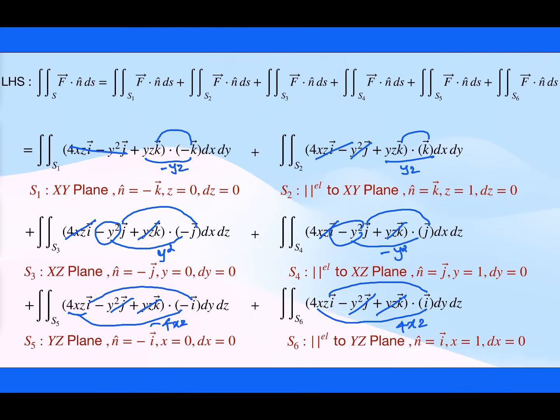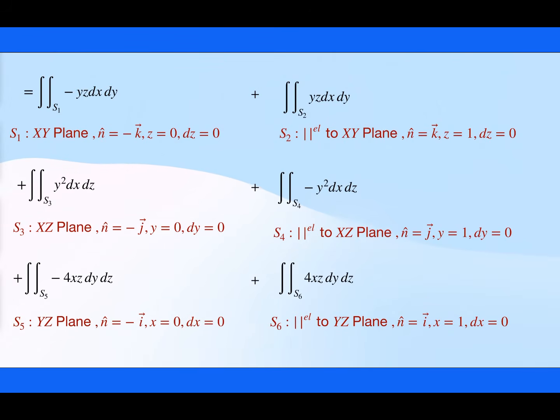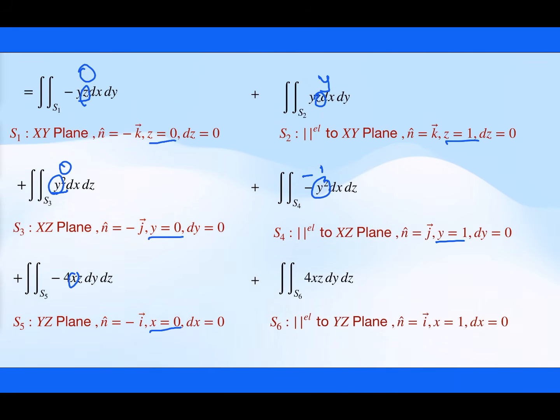So these are the resultant values which will be taken and written in the next step. So all these things I wrote here, you can see. Now when you substitute z equal to 0 here, this integral becomes 0, and when you substitute z equal to 1 here, this integral becomes y. And when you substitute y equal to 0 here, this integral becomes 0, and when you substitute y equal to 1 here, this integral becomes minus 1 square, which is minus 1. And when you substitute x equal to 0 here, this integral becomes 0, and when you substitute x equal to 1 here, this integral becomes 4z.